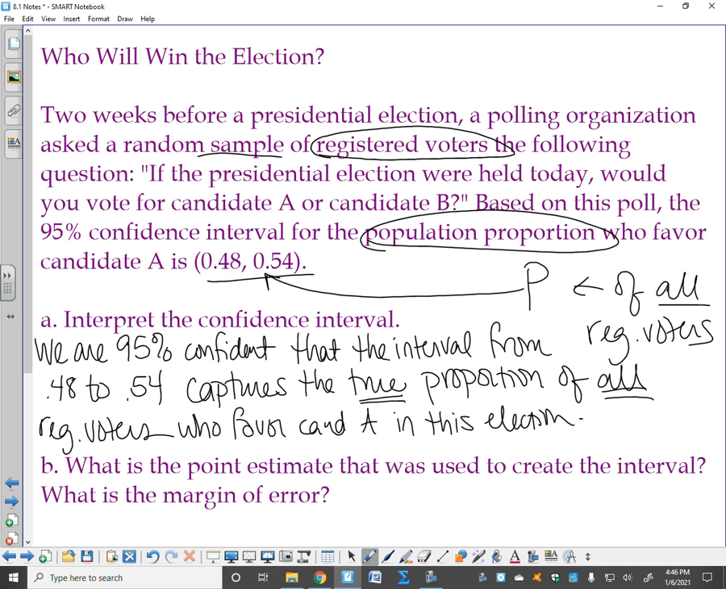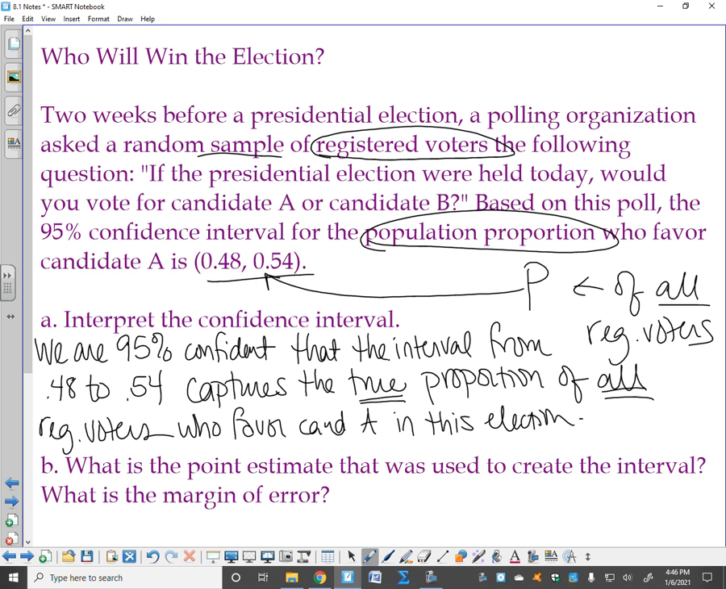I don't know what P is. I don't have a clue. I'm never going to find it. But I'm 95% confident that it's in between 48% and 54%. 95% confident that it lives in that interval right there on that dartboard. From 48% to 54%. I'm 95% confident that it is in that interval.